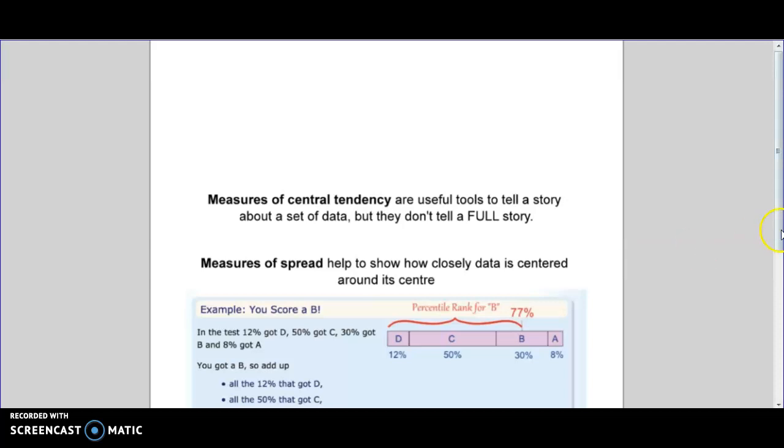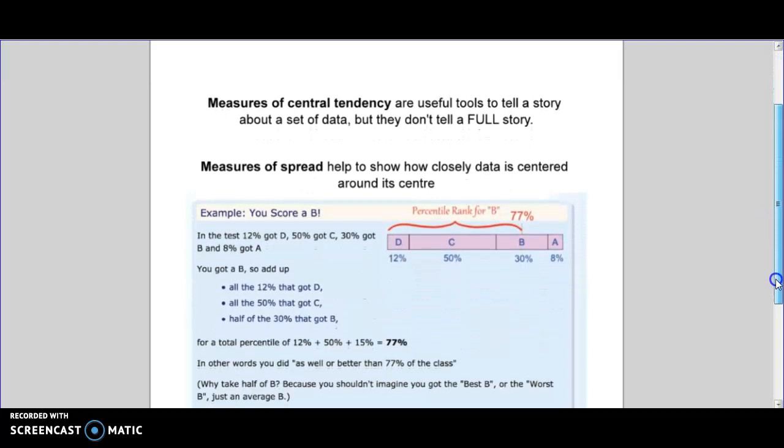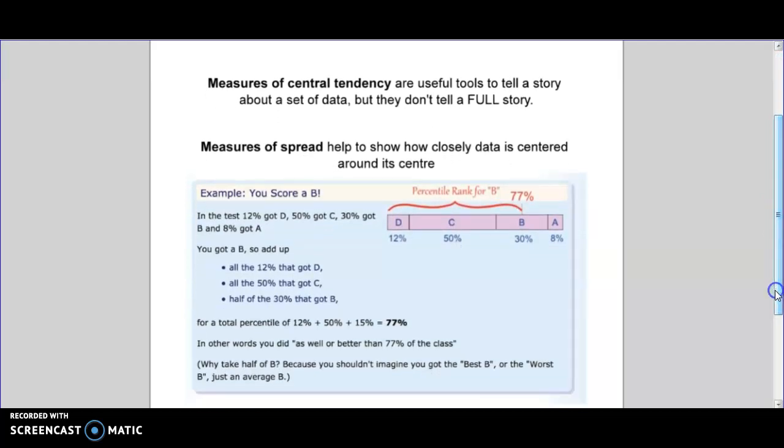Something like median is useful, but doesn't always tell the full story. So we're going to move on to today's lesson, which will help tell more of the story. And that lesson, like I said, is on measures of spread. Measures of spread help to show how closely data is centered around its center. So exactly how little or how far is the data spread out from that central figure, whether it's the mean or the median or whatever figure you're talking about.